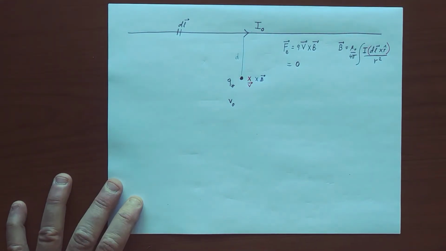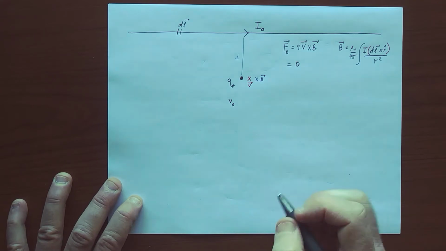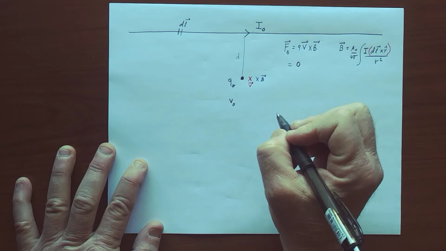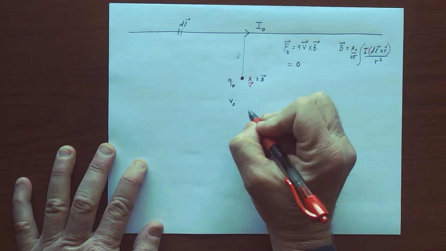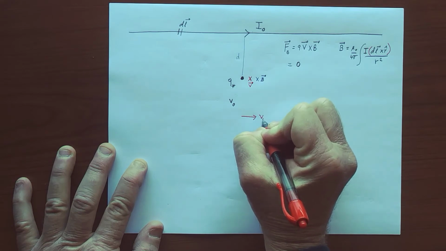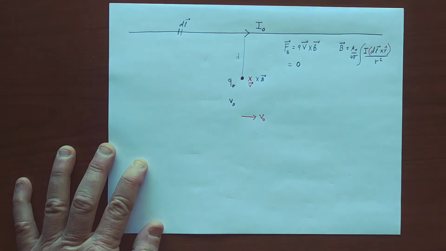But let's say that instead of launching it into the page, the particle is launched, so we launch the particle with a speed v naught to the right.